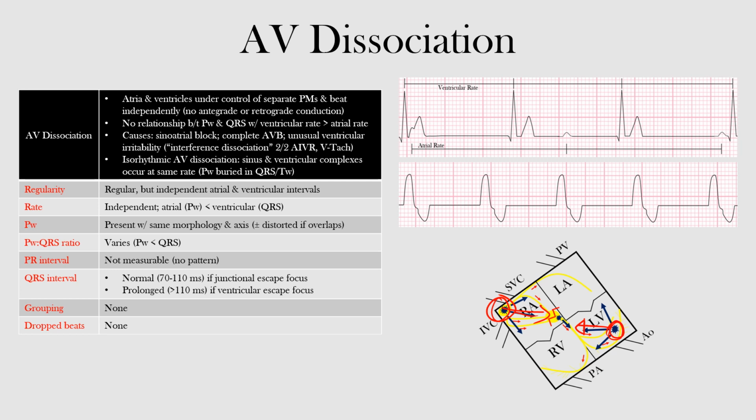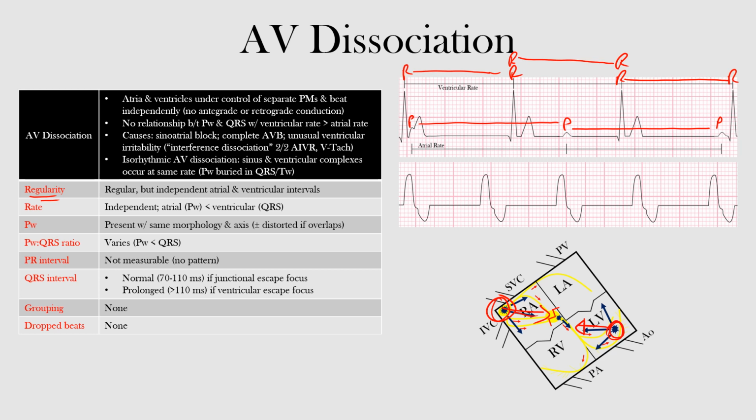So let's run through our chart here on AV dissociation. Looking at the regularity, we'll have regular intervals with our atria and ventricles, but they'll be independent of each other. So if you look here, here's one R wave to the next, so this R to R interval will be the same as those that follow. Then we'll also have an atrial rate down here at the bottom. There's our P wave that's buried in the end of our ST segment or T wave, and then we have our next P wave occurring here, and this one that follows.